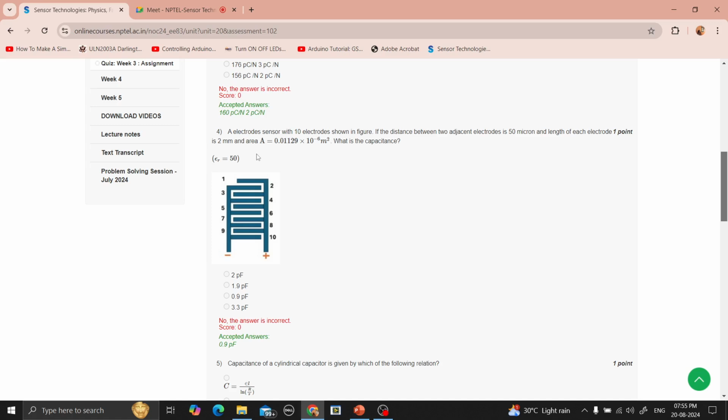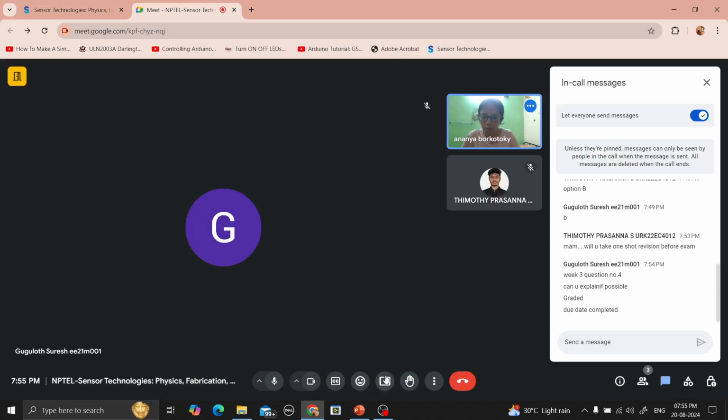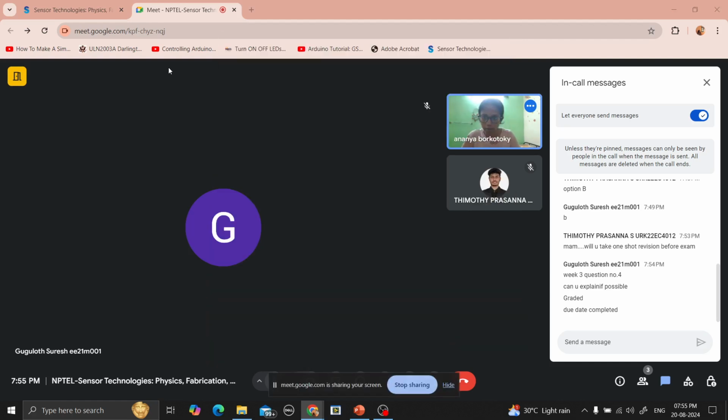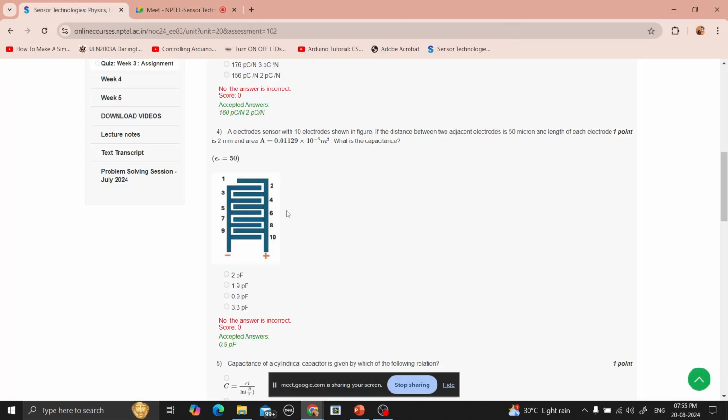Okay, so this is an interdigitated kind of arrangement. There are 10 electrodes, right? Between these two electrodes there will be one capacitance. So between 1 and 2 there will be one capacitance, between 3 and 4 there will be one capacitance. You can see there are 10 electrodes. I'm not in screen share mode. Let me share. So this is the fourth question. You can see my screen.